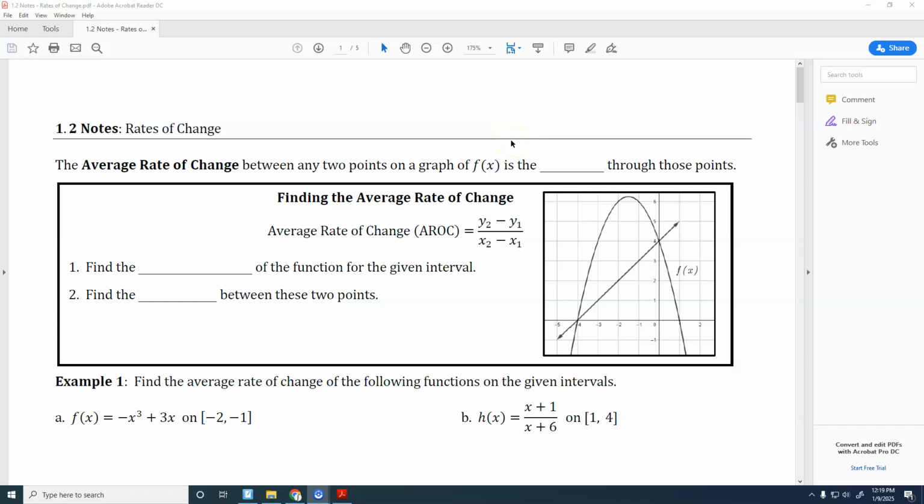We're going to talk about rates of change. So rates of change, you've been talking about for a really long time. We talked about it yesterday. The average rate of change between any 2 points on the graph of f of x is just the slope between those points.